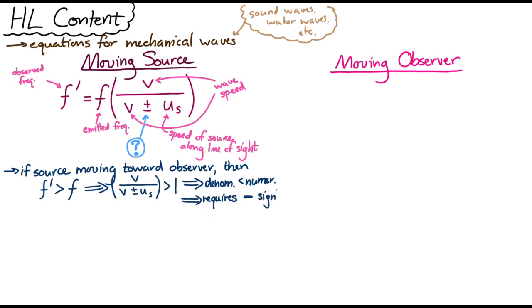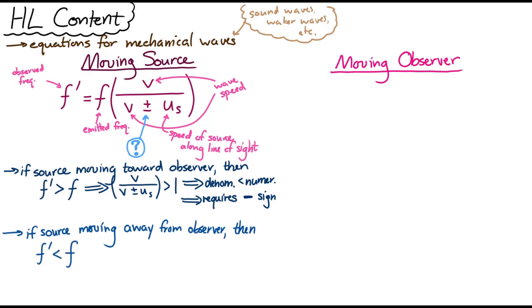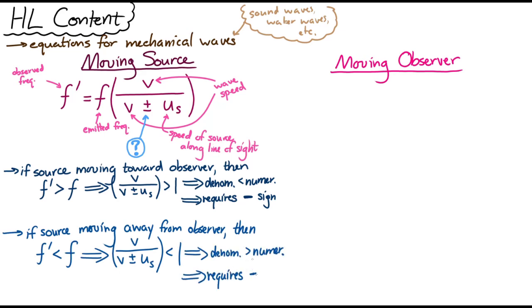Okay, now let's say we have a situation where the source is moving away from the observer. If the source is moving away from the observer, then the frequency should be smaller. And if the frequency is smaller, well, then that means that this quantity in the parentheses has to be less than 1. In order for that to happen, the denominator has to be bigger than the numerator, which means we have to use the plus sign. Okay. All right. So it takes a little bit of justification. It takes a little bit of thought to determine whether or not to use the plus or the minus sign.